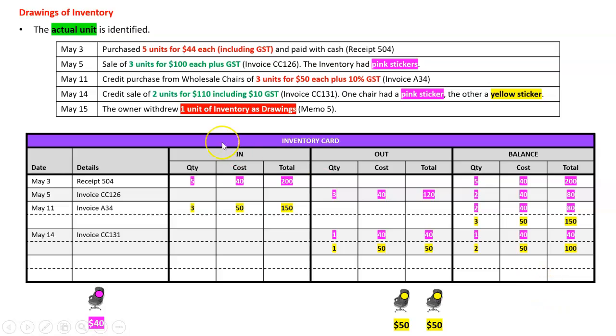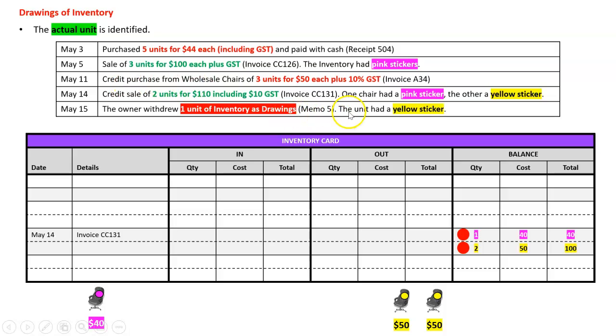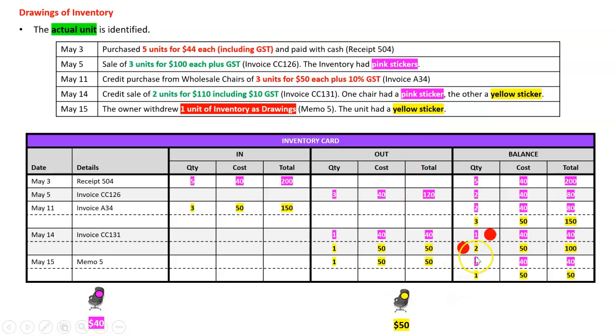And then what happens is the owner withdrew 1 unit of inventory. But I really can't tell which, and there's the memo number. We've got to identify the actual unit. I can't do that because at the moment, if you look at this inventory card, there's 1 pink chair and 2 yellow chairs. So I could not answer that question. The question would have to give you some sort of information to help you identify which chair. So let's add that in and say the unit that the owner took had a yellow sticker. So it's got to be one of these ones.